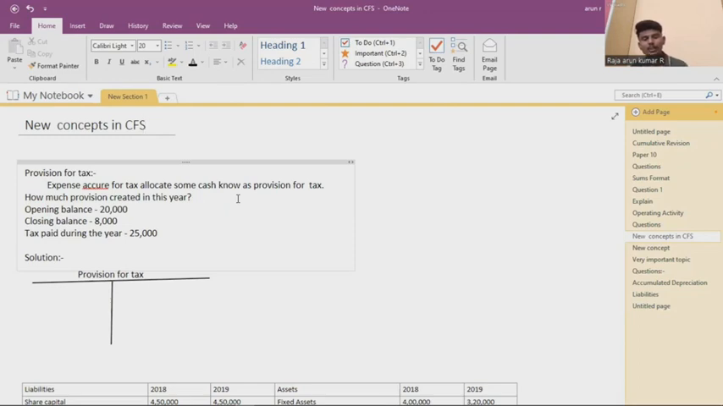The question they have given: opening provision for taxation, opening balance 20,000, closing balance 80,000. This is the provision for taxation, with opening balance and closing balance, and tax paid during the year. We find out how much provision was created during the year. Like that they are asking, and only this they ask in the examination.